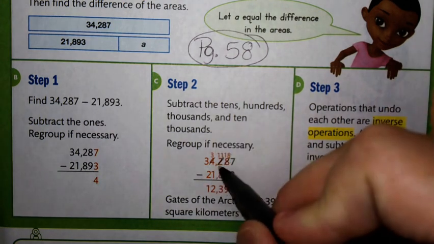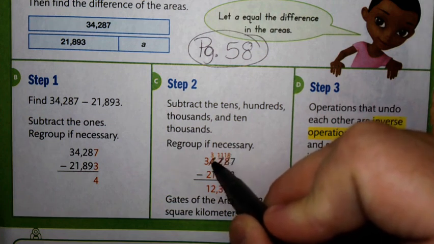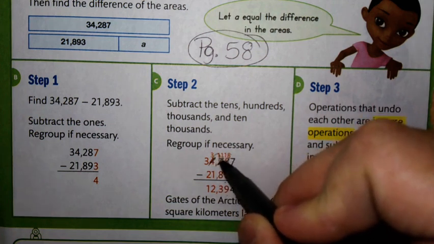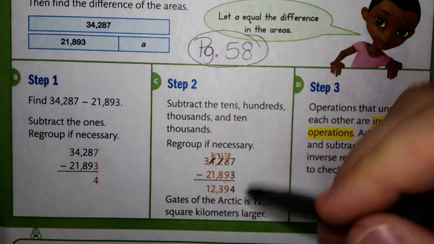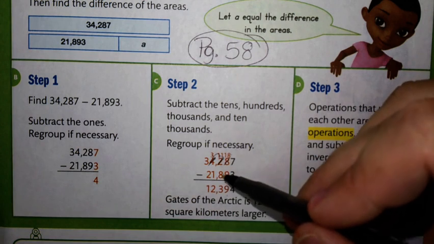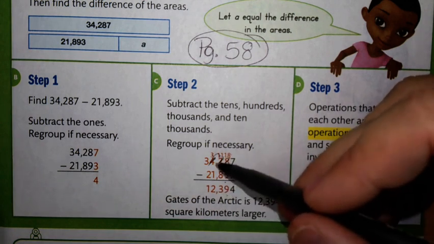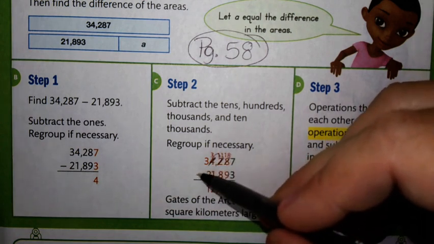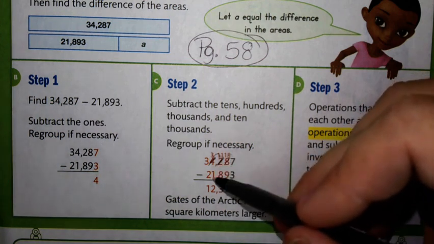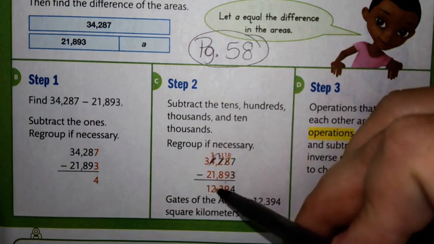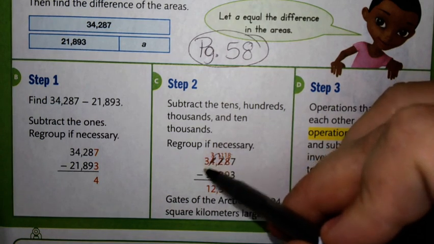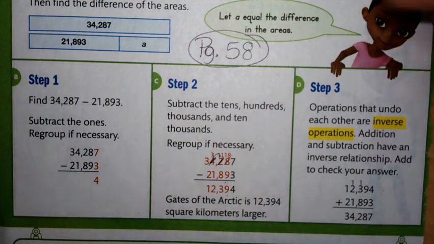So what do I need to do? Well, I need to go next door and regroup. I'm going to take 1 over to here to create an 11. And when I took that 1 away, the 4 becomes a 3. So now I have 11 minus 8, and that's going to give me a 3. In my thousands, I've got 3 minus 1. Well, the top number is larger than the bottom, so I do not need to regroup here. 3 minus 1 is 2. And then my last one is 3 minus 2 is 1.